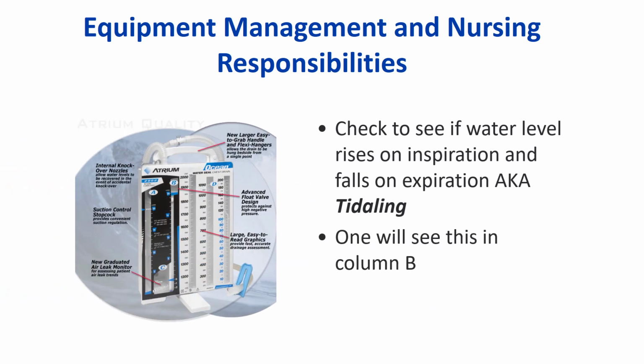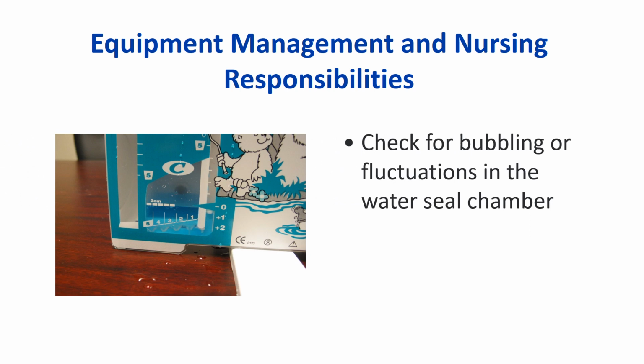When assessing the drainage unit, refer to column B. Here is where you'll see the water rise on inspiration and fall on expiration. This is also known as tidaling. Any excessive bubbling in chamber C could indicate a possible leak.